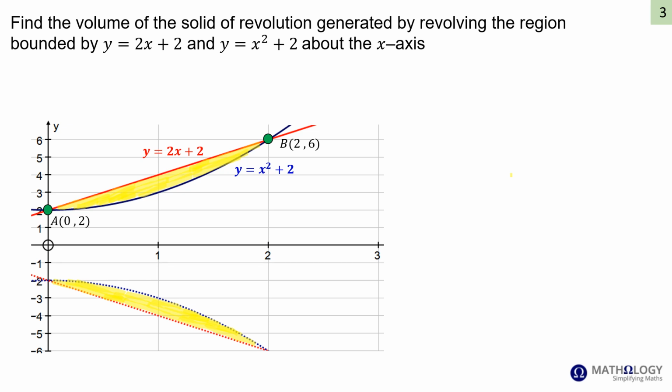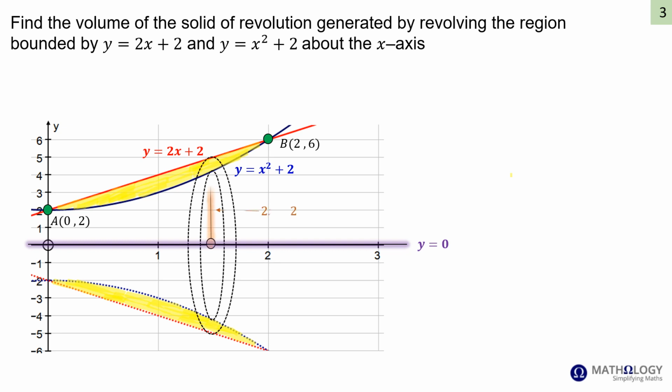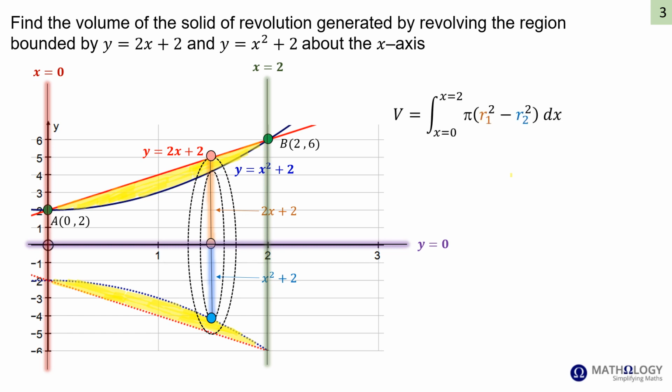When we revolve this region about the x-axis, a washer model is formed. The outer cross-section has a radius equal to 2x plus 2, and the inner one has a radius of x squared plus 2. Now, since we have a type 1 region, the boundaries of integration are the vertical lines x equals 0 and x equals 2. The volume of the solid therefore equals the integral from x equals 0 to x equals 2 of pi times (2x plus 2) all squared minus (x squared plus 2) all squared.